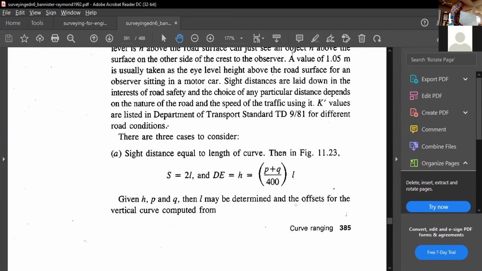So what we say S is equal to L is one scenario. S equals L is a scenario where we have the sight distance equal to the length of the curve. Let's say that way. So S equals L. It's one case.